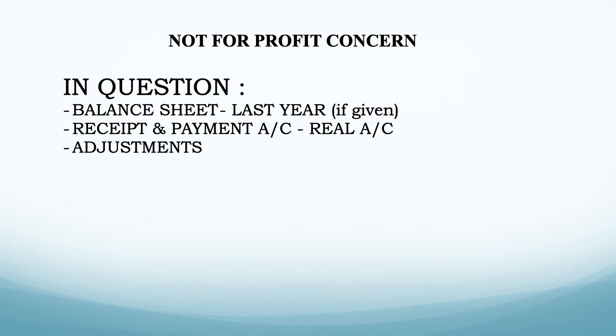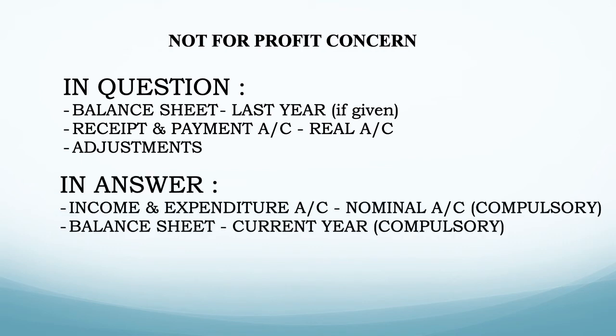Okay, and then adjustments. Now what about the answer? In this case you have to prepare only two things, that is the income and expenditure account, which is a nominal account, and the balance sheet as a statement.